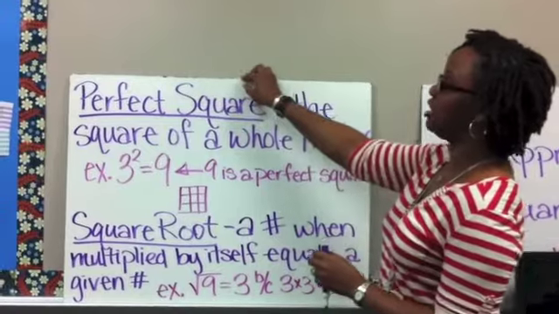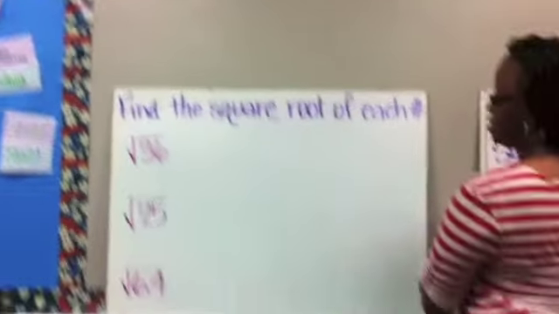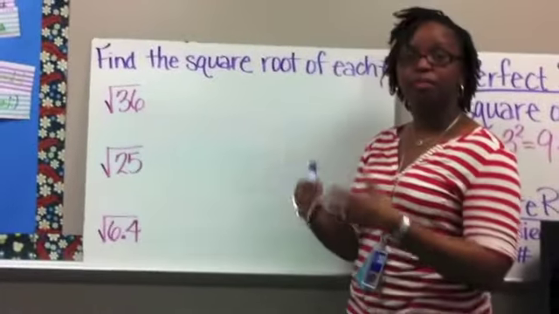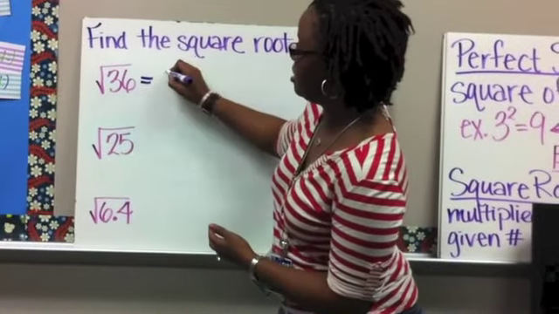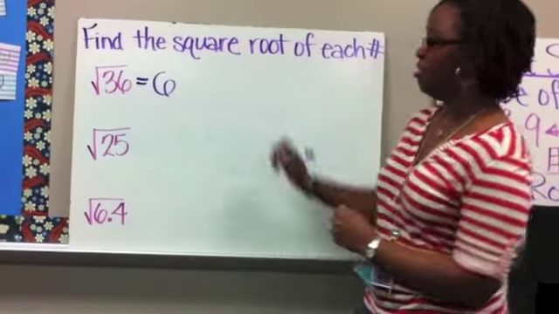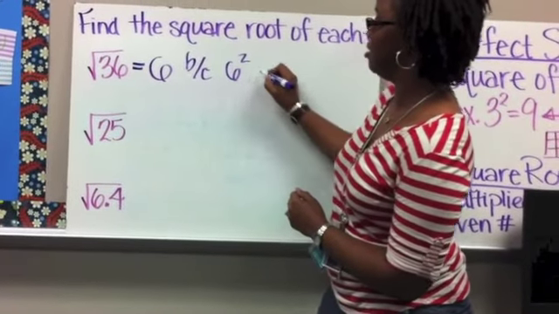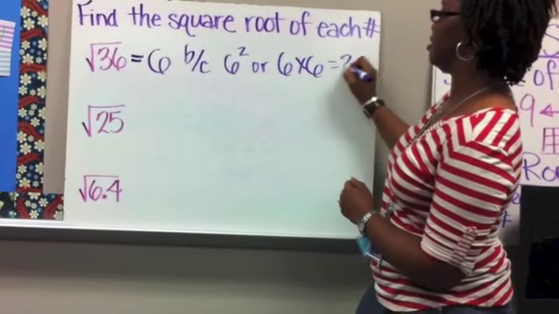Okay? All right, so let's look at a couple of examples of some perfect squares and their square roots. So, square root of 36. I want to know what number multiplied by itself will give me 36. You've got to know that that is 6. Okay? Why is it 6? Because 6 squared, or 6 times 6, gives you 36.